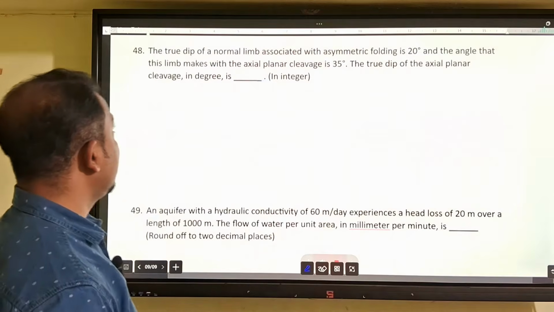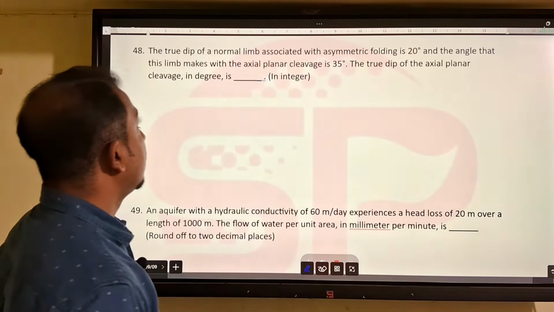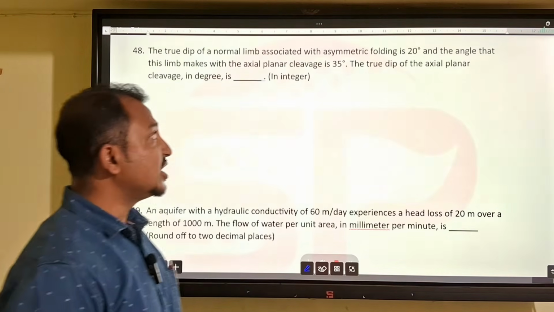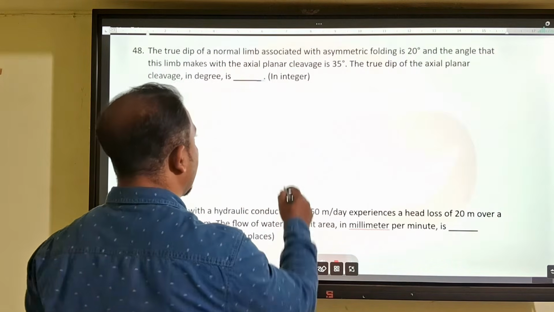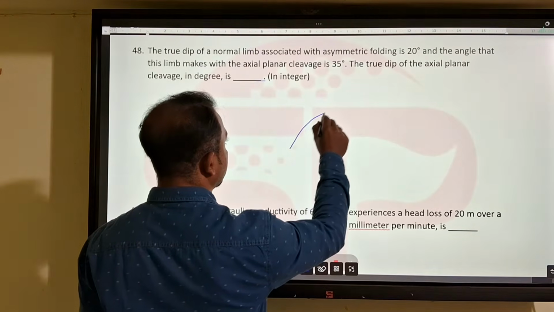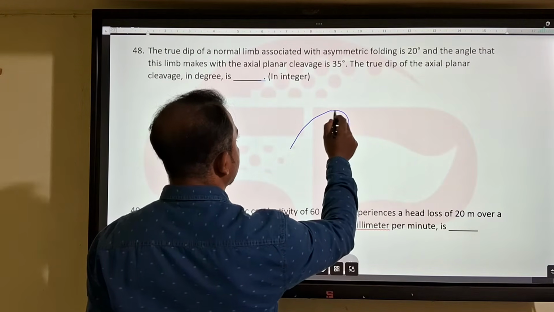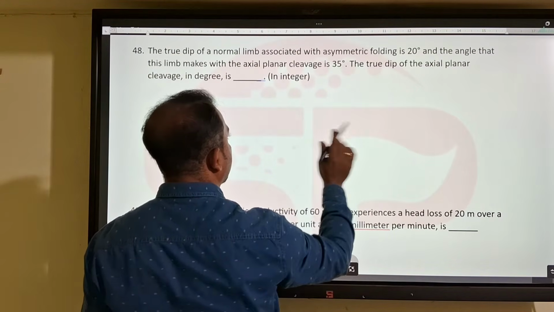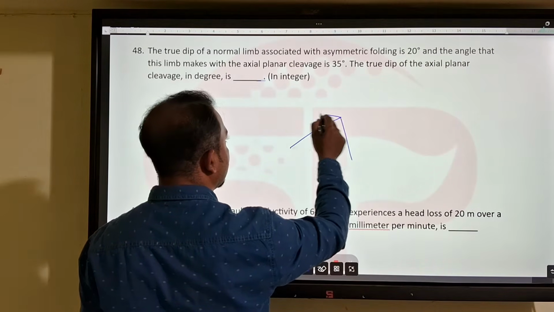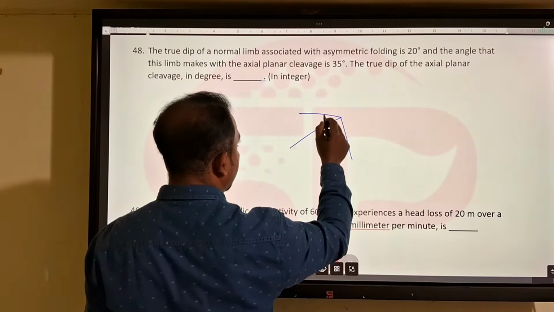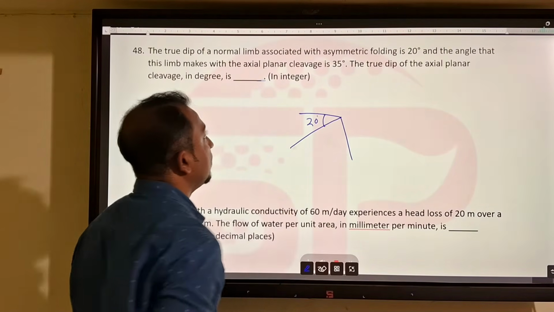So come to next question. So the true dip amount of a normal limb associated with an asymmetrical folding is 20 degree. So we have a asymmetrical fold, suppose like this. So we'll draw like this. So this is suppose the limb. So it has a dip of 20 degree.